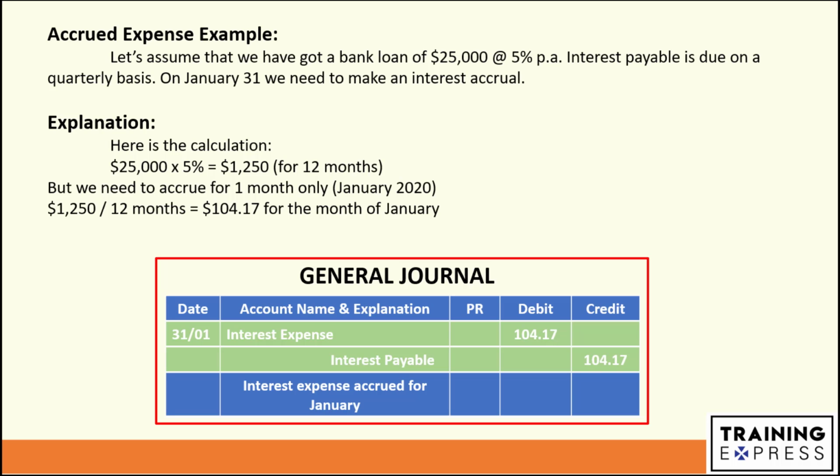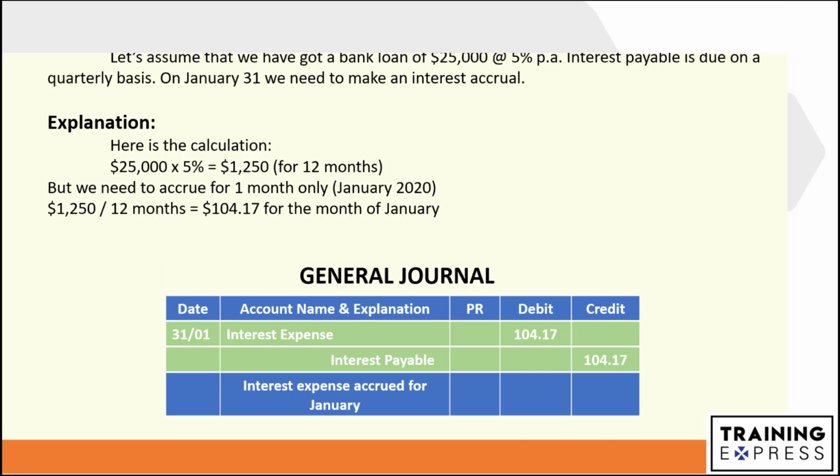So let's record it in the form of a journal entry. Interest expense will be debit by 104.17 and interest payable will be credit by 104.17. Remember, we are recording it as payable because actually we will pay this interest after 3 months.